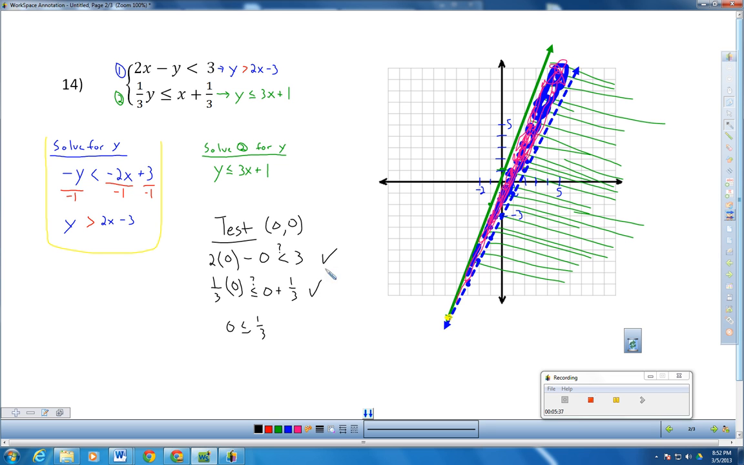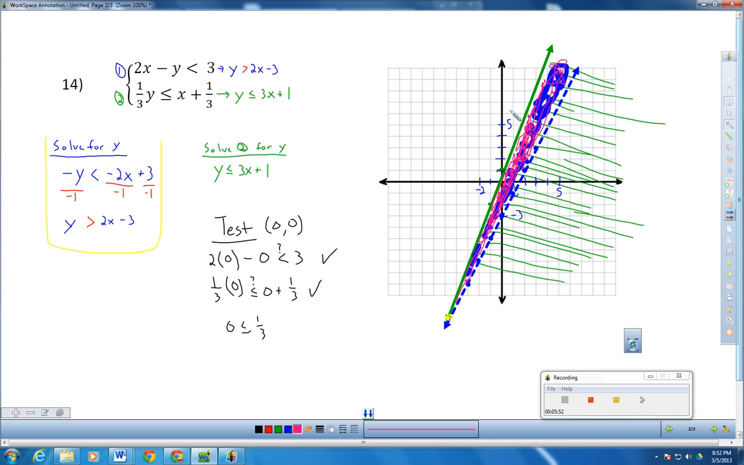Well, yes it is. And I know that the point 0, 0 lies within that shaded, that feasible region, right? That intersection of both of those linear inequalities. So, boy, I've done a pretty good job there. I know I've done a pretty good job. So my test point right there, I know that it's going to make 2 true statements.